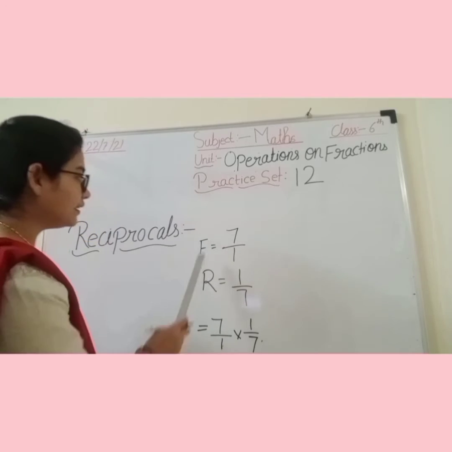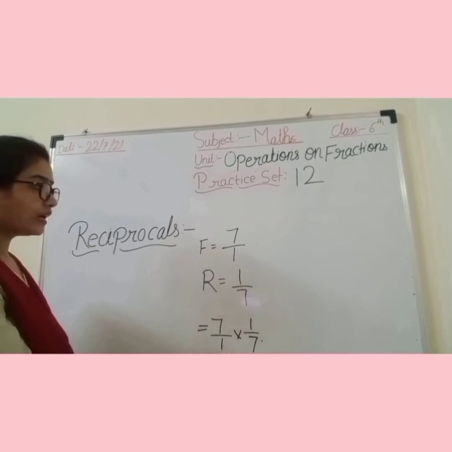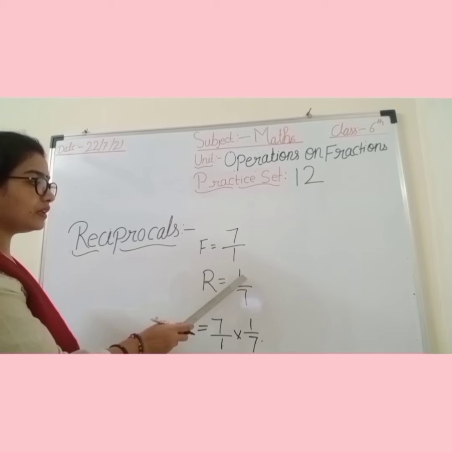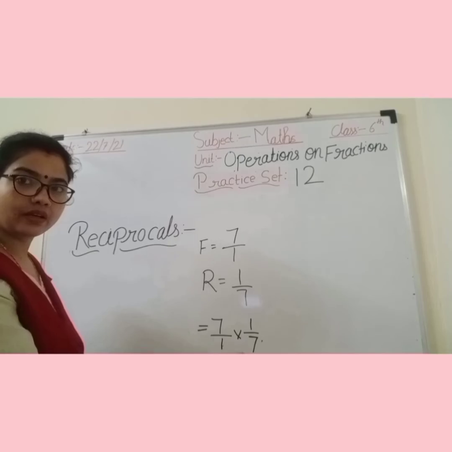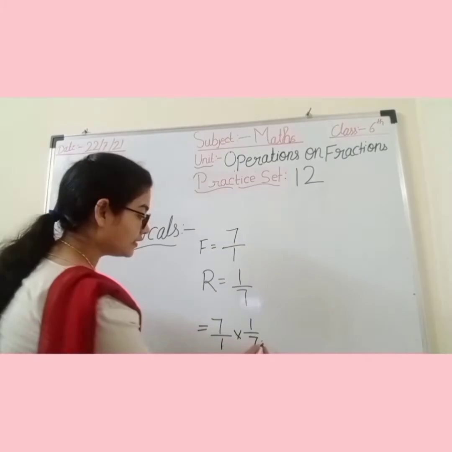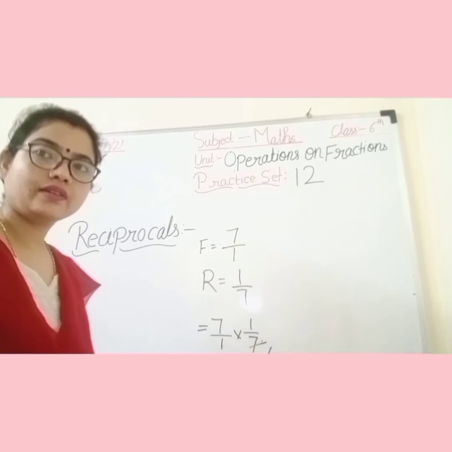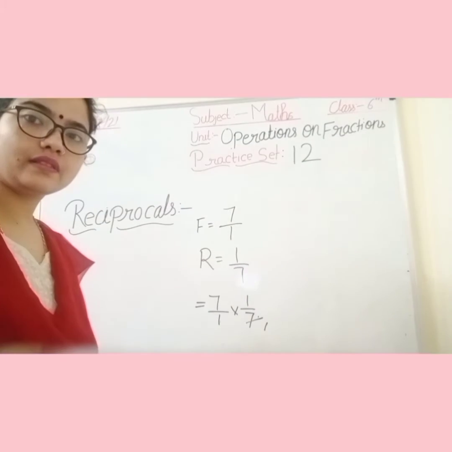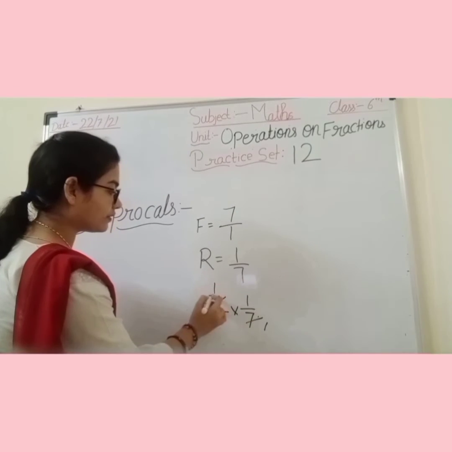What I have written here is the fraction 7 by 1, the sign of multiplication, and its reciprocal, which is 1 by 7. Okay students, see here, you can cancel it: 7 ones are 7, and this is also 7 ones are 7.